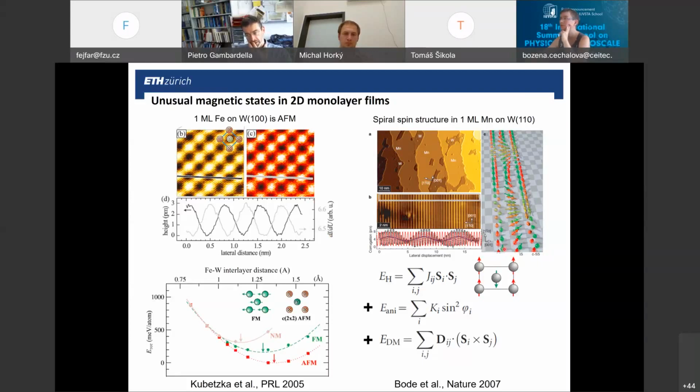And also at interfaces you have symmetry breaking, and this favors the formation of non-collinear magnetic structures like spin spirals or even skyrmions. And these are due to the Dzyaloshinskii-Moriya interaction that comes from the symmetry breaking together with spin-orbit coupling in this system. So interfaces with strong spin-orbit coupling usually display also some unusual non-collinear magnetic configurations.